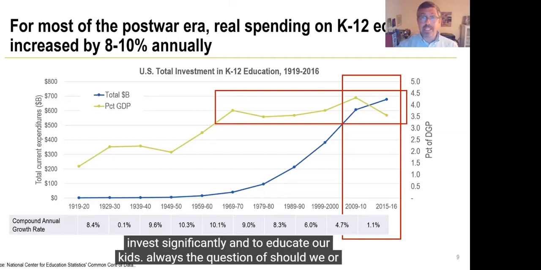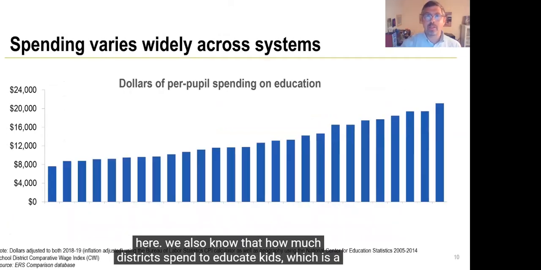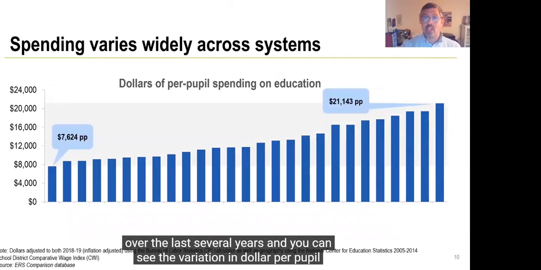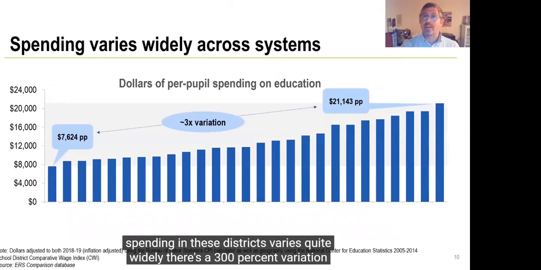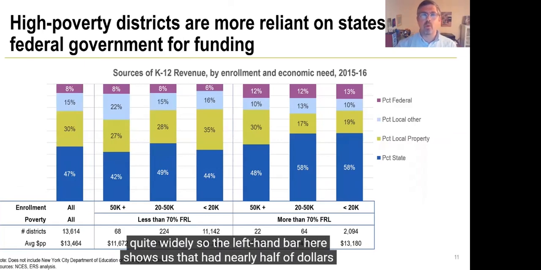So we invest significantly to educate our kids. Always the question of should we or could we invest more, but we know that there's real money on the table here. We also know that how much districts spend to educate kids, which is a function of several factors that we'll look at in a second, really varies quite widely. Each of these blue bars are districts that ERS has worked with over the last several years, and you can see the variation in dollar per pupil spending in these districts varies quite widely. There's a 300% variation in what we see. And we also know that where the money comes from can vary quite widely.